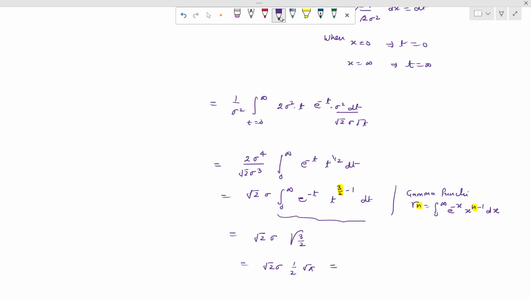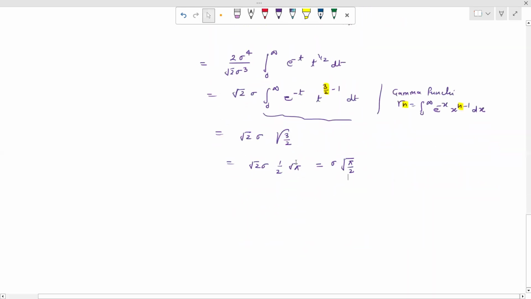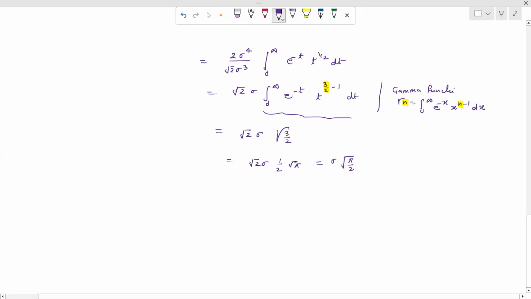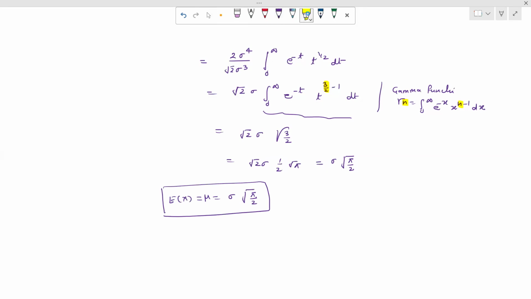So what is the mean of this? Root 2 and 2 cancel, root 2 times. So sigma root pi upon 2 is the mean. So we write down the expected value or mean: E of x or mu, which is sigma root pi upon 2. This is the mean of Rayleigh distribution.